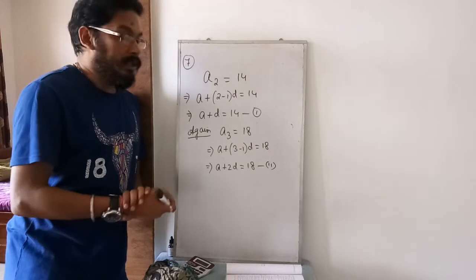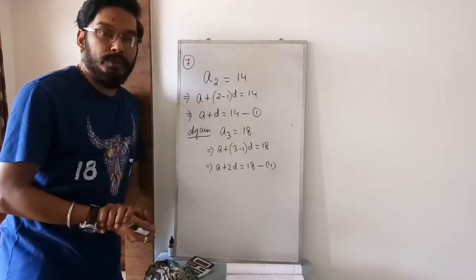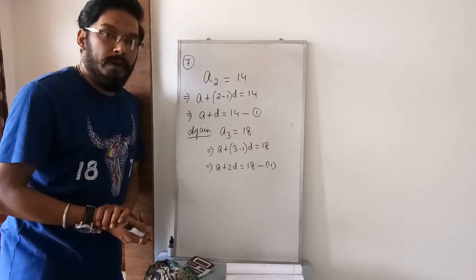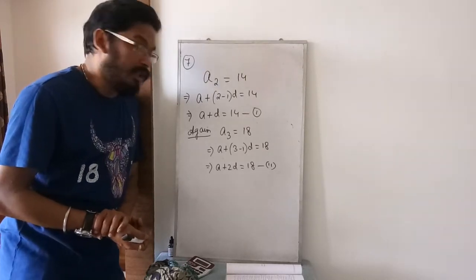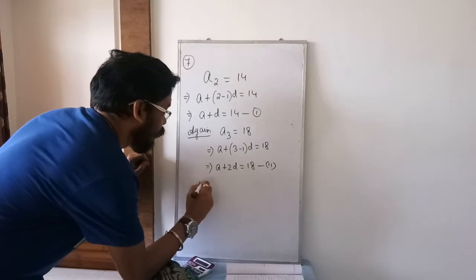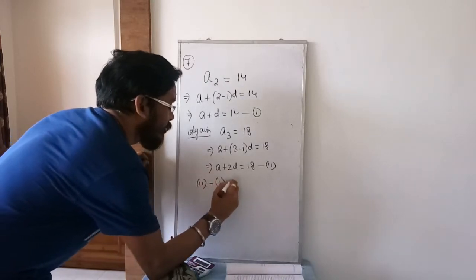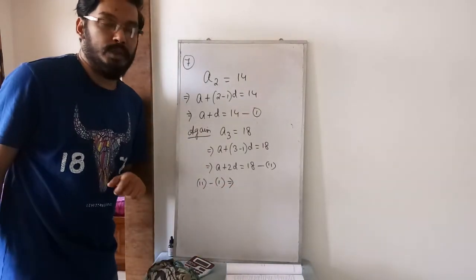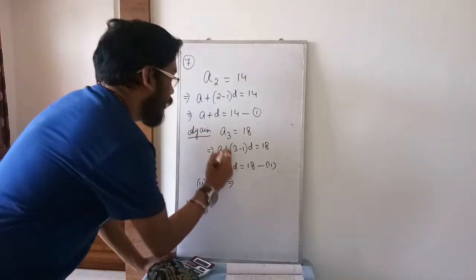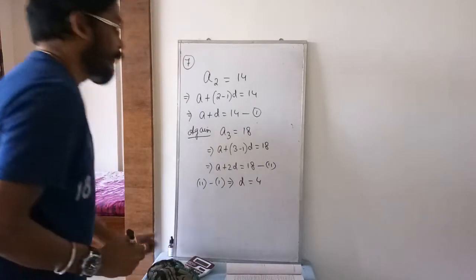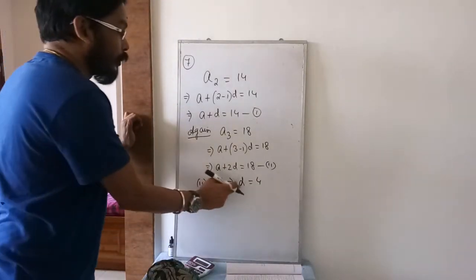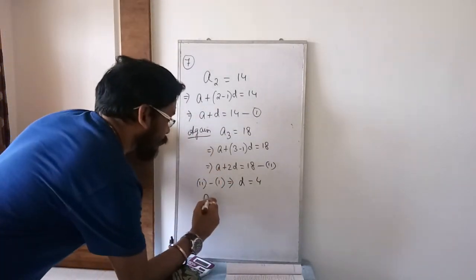We have done this type of sum in exercise 5.2. When we get two equations, our main purpose is to find the values of a and d. So equation 2 minus equation 1; there is no restriction, you can go for 1 minus 2 also. So a cancels, 2d minus d is d, and 18 minus 14 is 4. So you got the value of d. Now put this d value in equation 1.